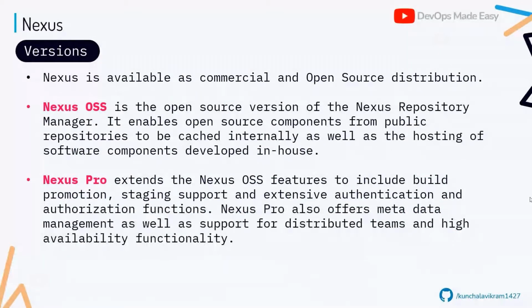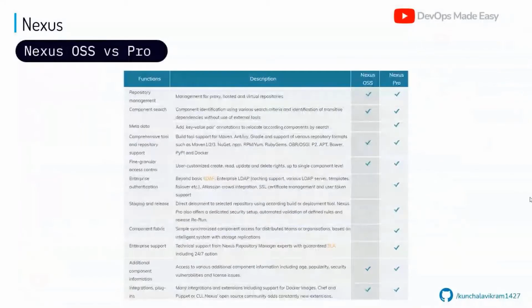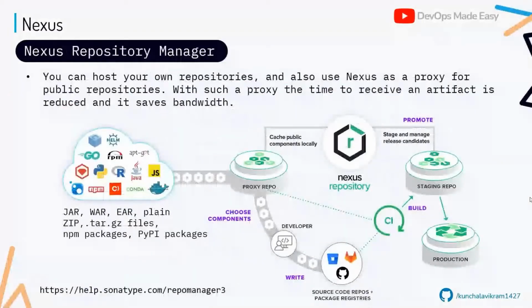So Nexus OSS, we already compared. Sorry, Vikram, one second. Can you go back to the previous slide, please? Here two types are there, right? One is from the CI build, and the other one is a proxy repo cache for public. I'll come to it. Sorry, thank you.